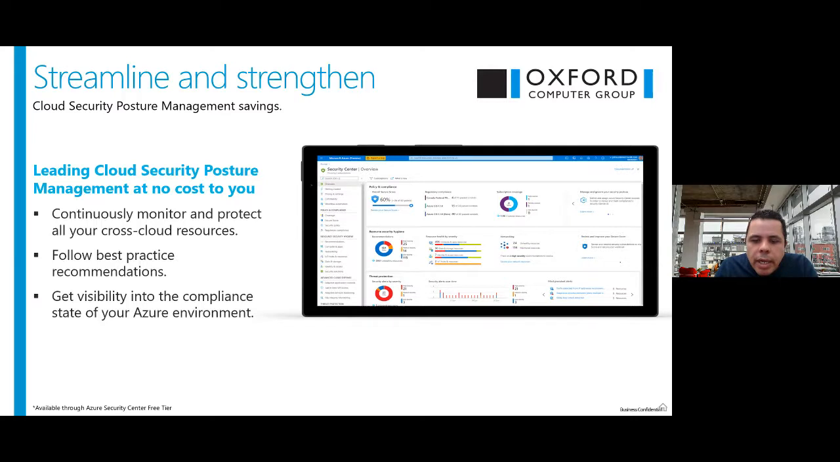And if you are in an environment that's heterogeneous, using AWS or Google Cloud Platform as well, there's the ability to tie in to those clouds and have Azure Security Center provide that cloud security posture management for those environments as well. Of course, that comes at an extra cost, but at the free tier, and if you're just using Azure as your solution, you get a lot of these security hygiene tools and recommendations at no additional cost.